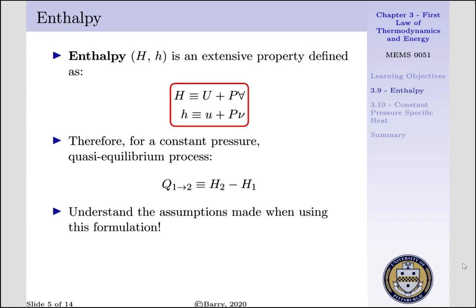A very interesting consequence of our formulation of enthalpy is that for a constant pressure quasi-equilibrium process, our heat supplied is merely the difference of our enthalpy between our final and initial state. We can only use this for a constant pressure process.